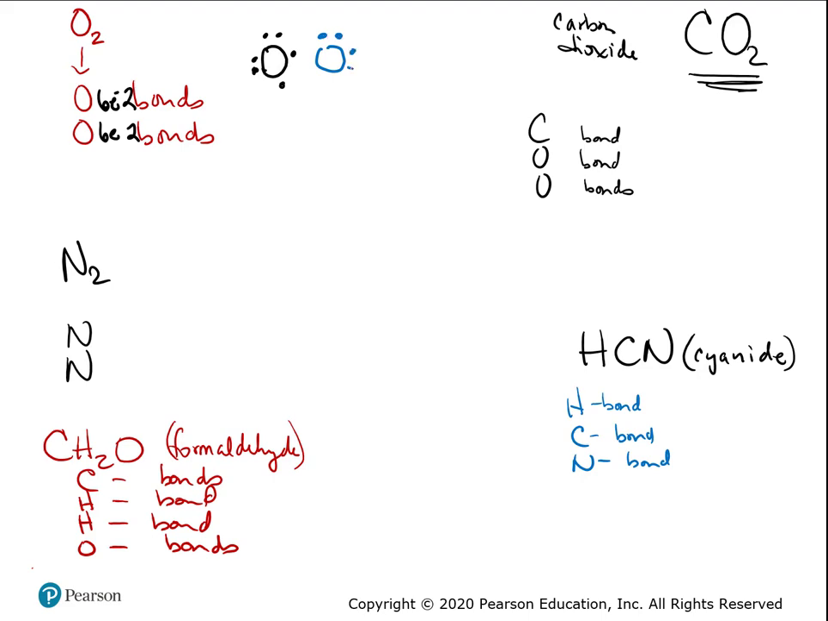1, 2, 3, 4, 5, 6. I'll just pair them side by side. Could do them so they're vertical as well. Doesn't matter, just so long as the dots are in between. But you notice now I'm done. I don't have any more atoms and I don't have any more electrons.